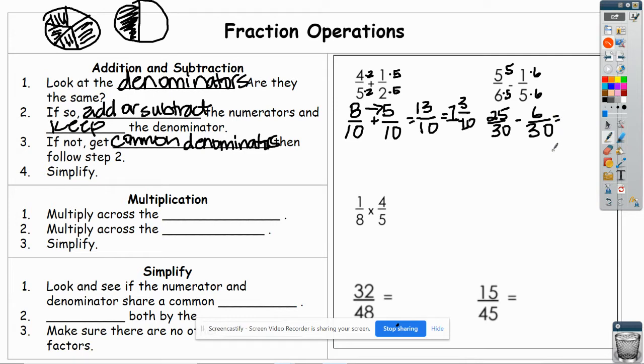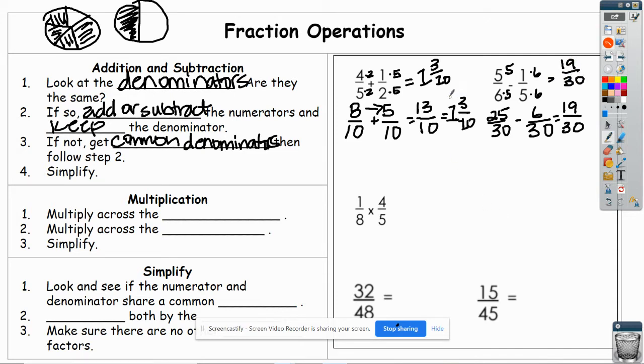Now I just need to subtract. 25 minus 5 would be 20, and then minus 1 more would be 19. And that's going to be out of the 30 parts in a whole. I'm not changing that denominator because that's how many parts my whole is divided into now. So 4/5 plus 1/2 is 1 3/10. And 5/6 minus 1/5 is 19/30.